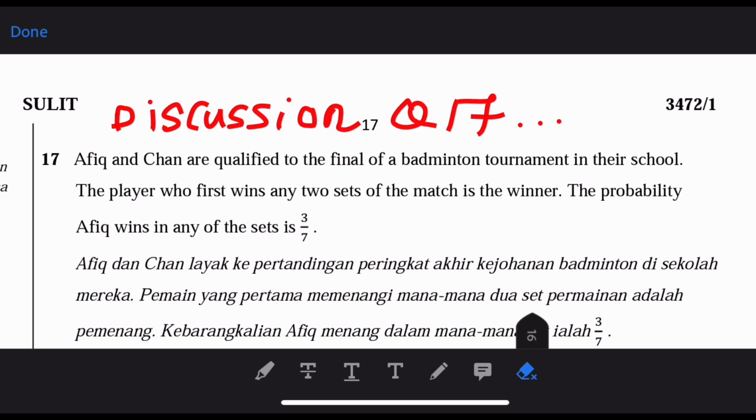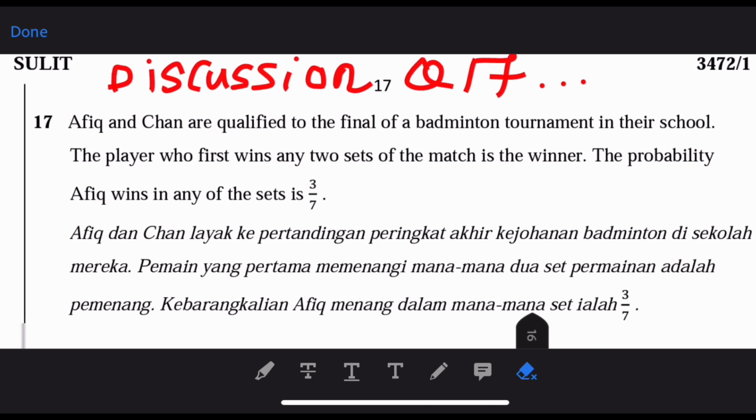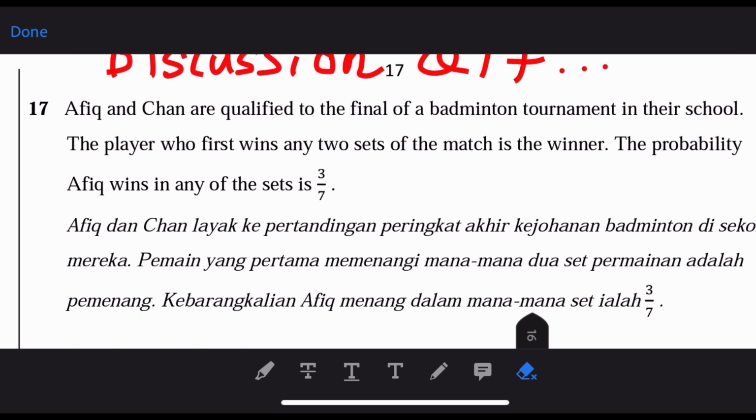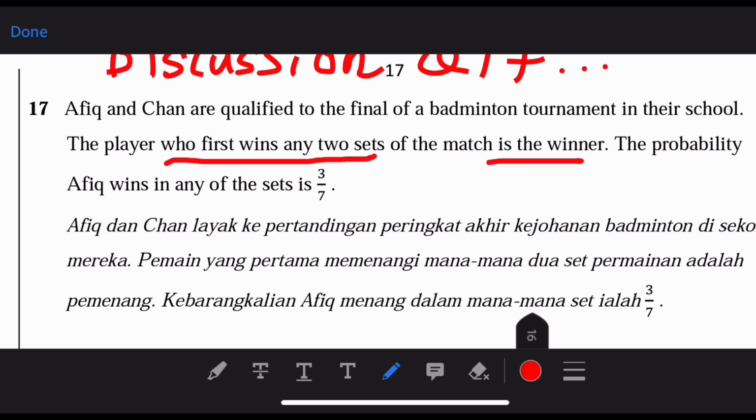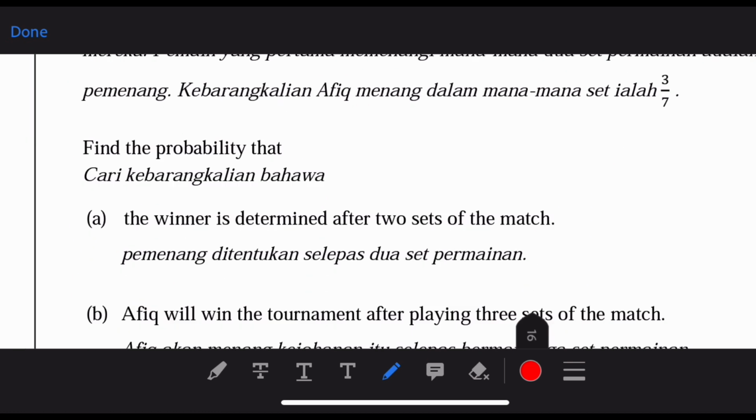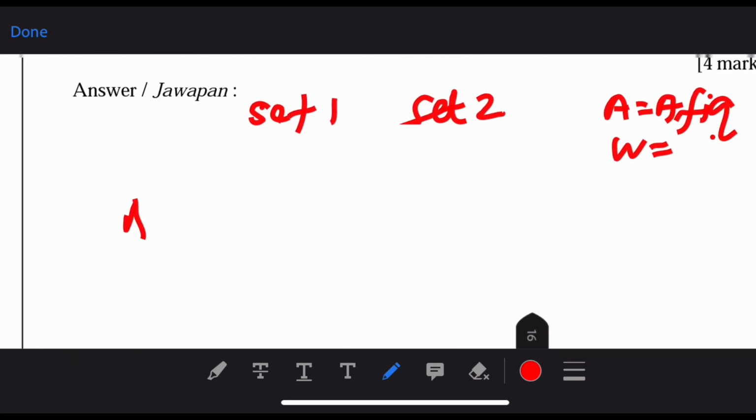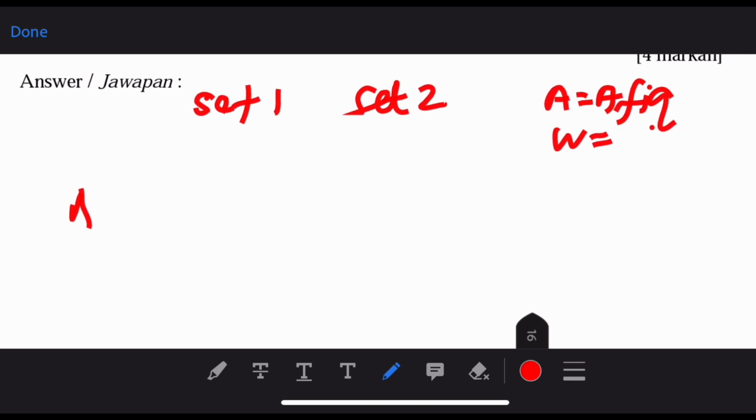This question is about probability. Afid and Chan are qualified to the final of a badminton tournament in their school. The player who first wins any 2 sets of the match is the winner. The probability Afid wins in any of the sets is 3/7. Now let's focus on the question, the winner to be determined after winning 2 games.